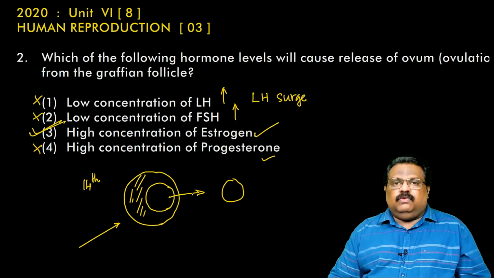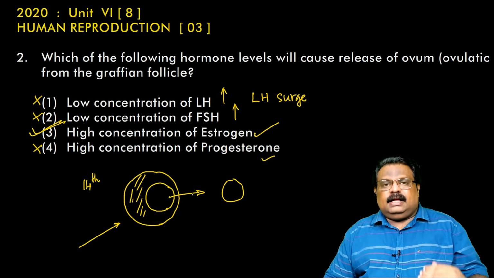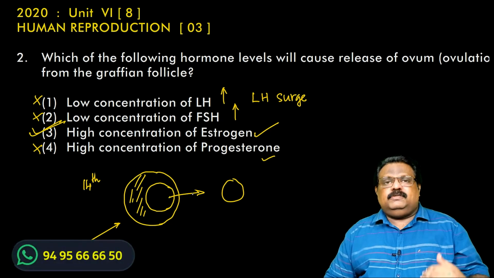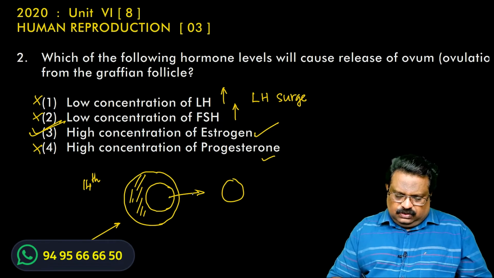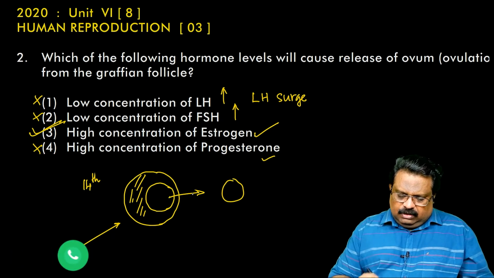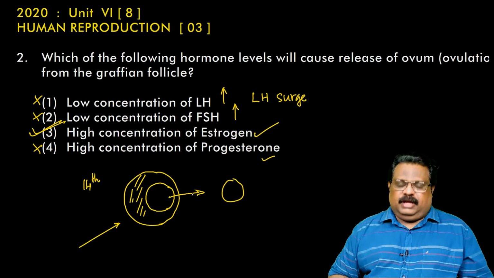That means at the time of ovulation, LH must be at the highest level, FSH must be at the highest level, and estrogen must be in high concentration. Okay, so among these four choices, the high concentration of estrogen is the most appropriate one.